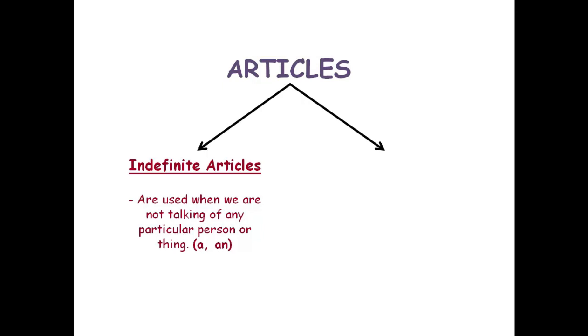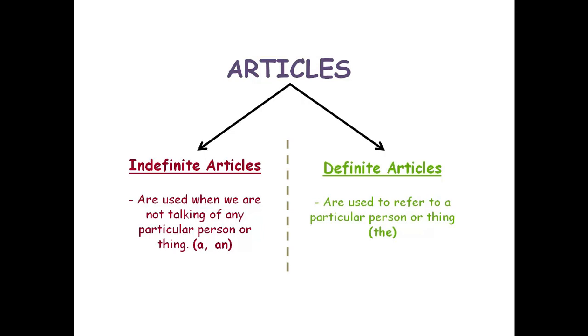Indefinite means not particular. When you're not talking about any particular person or any particular thing. So we're talking about a general group of people or a general group of things. That time we use indefinite articles. A and an are called the indefinite articles. This is the first type of articles. Let's see what is the second type.